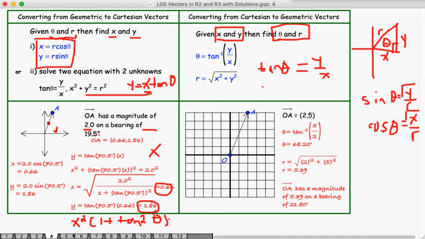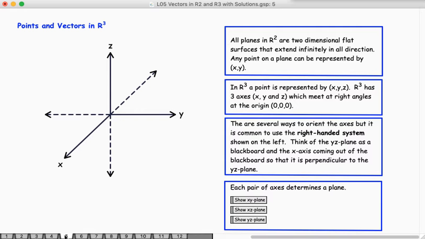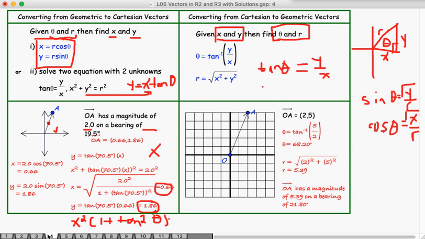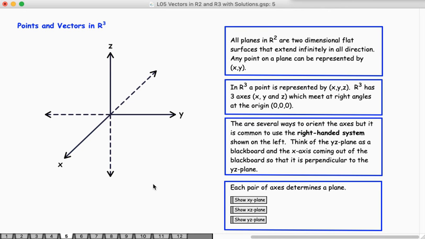All right, so that's an important concept, being able to convert from geometric to algebraic or Cartesian, and also from algebraic or Cartesian back to geometric. All right, so that's 2D done. So these were how we were going to do things in 2 dimensions. Now we're going to extend to 3 dimensions.